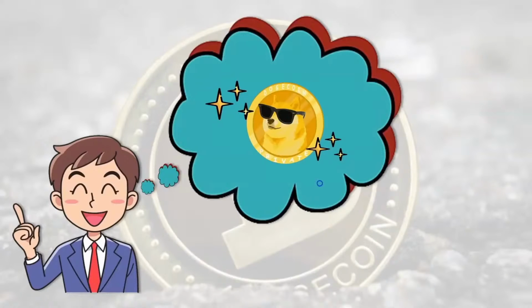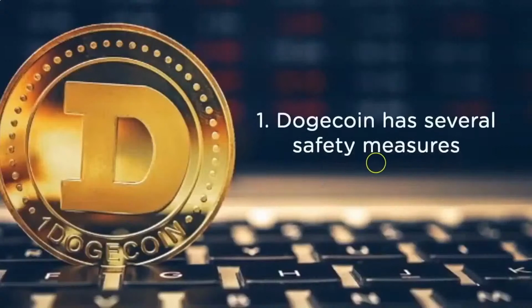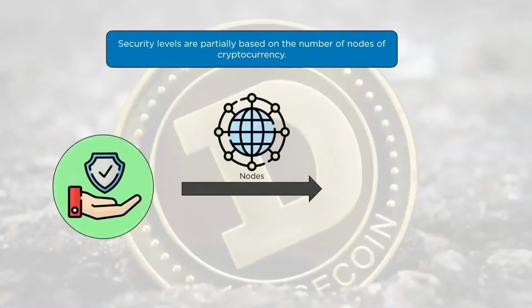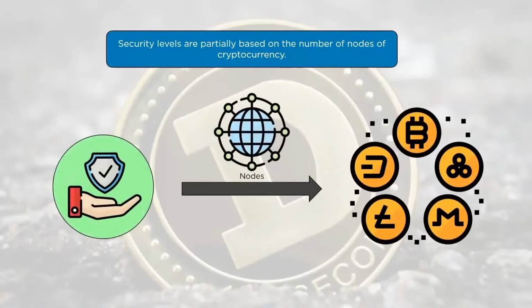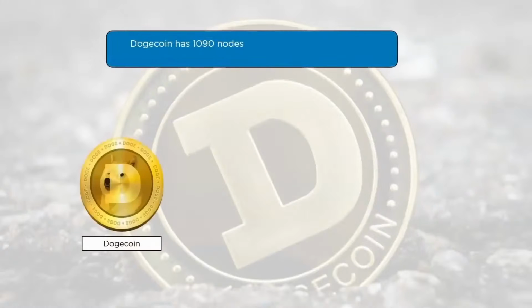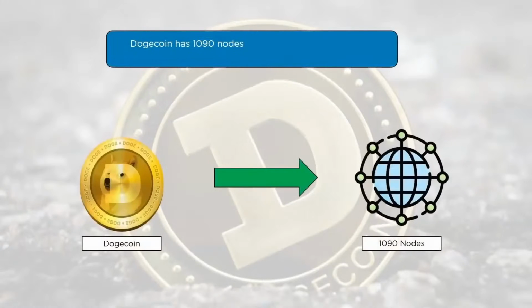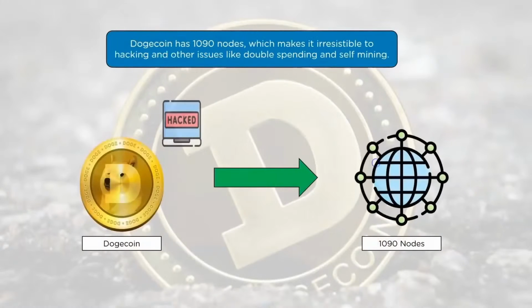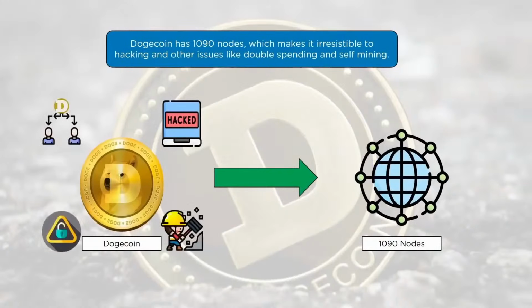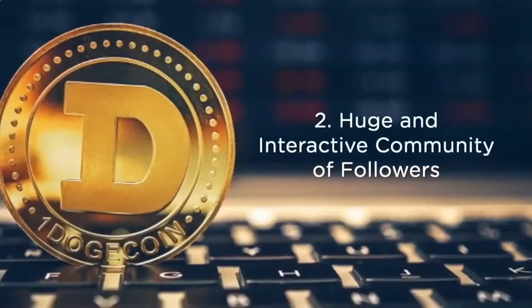So let's get started. Number 1. Dogecoin has several safety levels. Security levels are partially based on the number of nodes of cryptocurrency. Dogecoin has 1090 nodes, which makes it resistant to hacking, plus sometimes the traffic increases in the Dogecoin network, making it more vulnerable to its security.